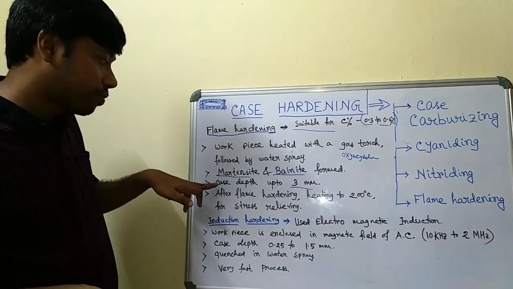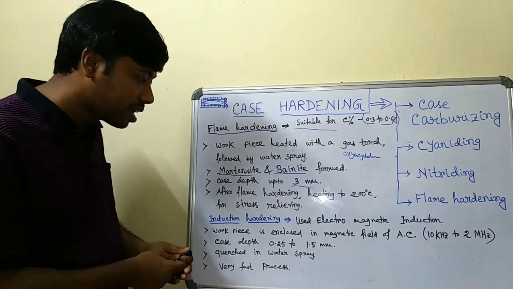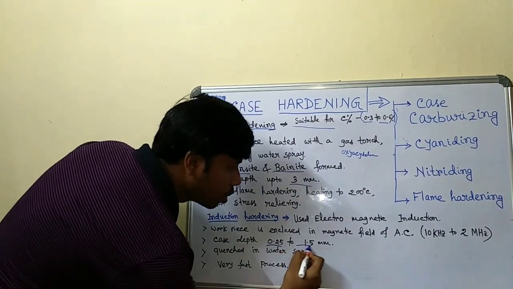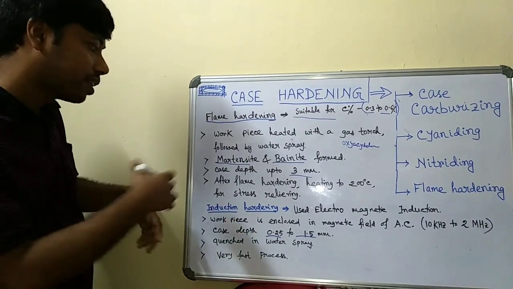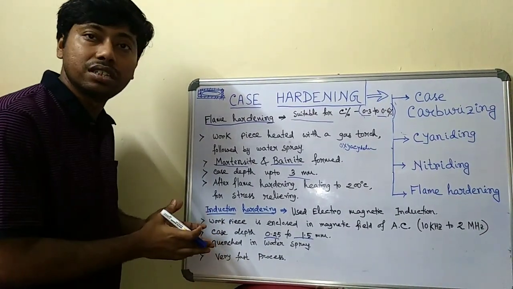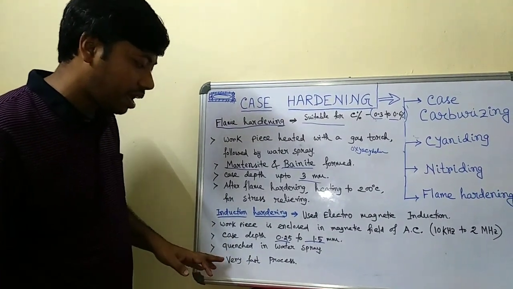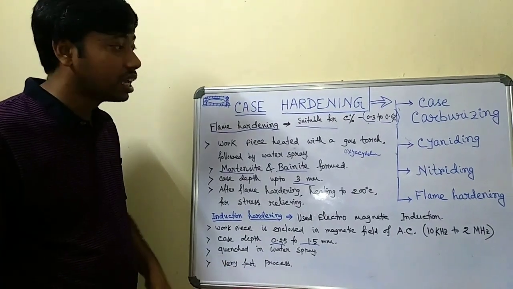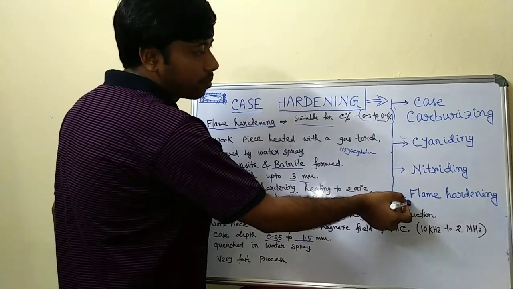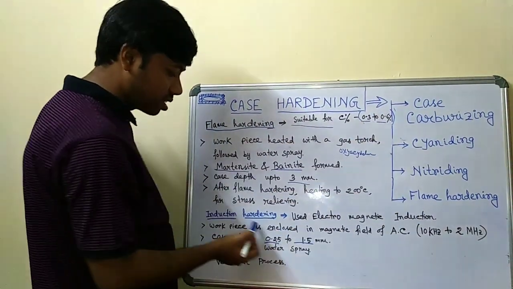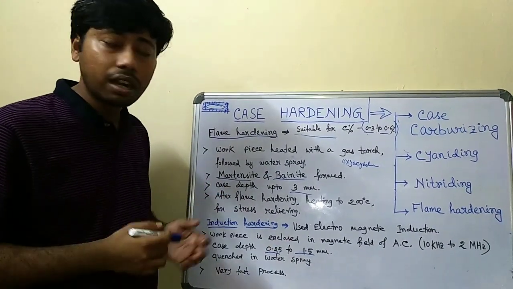In flame hardening the case depth is 3 millimeters, and in this case you can achieve 0.25 to 1.5 millimeters. After induction hardening, a quenching process is needed, which is done in water, and it is a very fast process. As we discussed in all the previous topics like flame hardening, nitriding, cyaniding, carburizing and induction hardening, these are all types of case hardening process. You already learned about that.